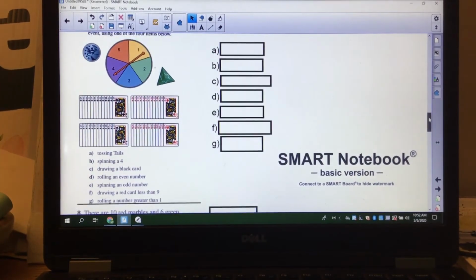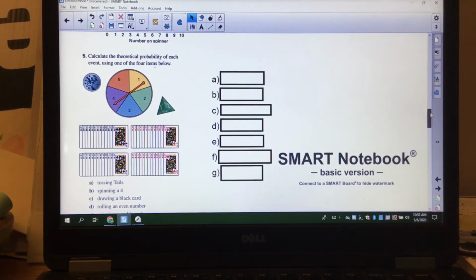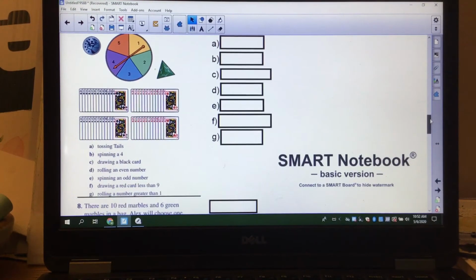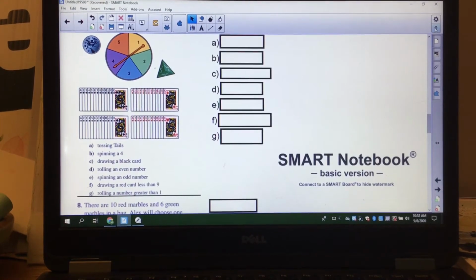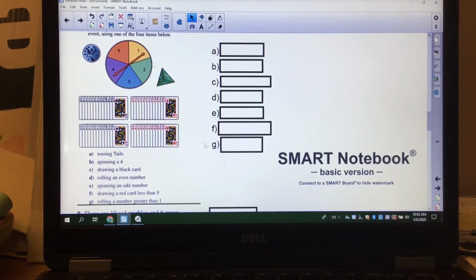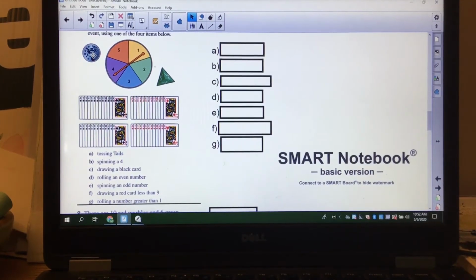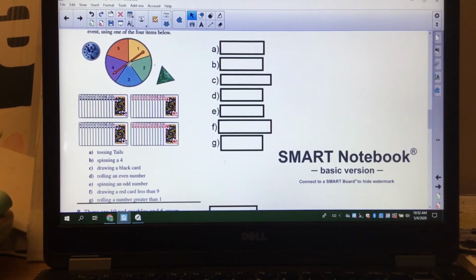Okay, look at this one. Calculate the theoretical probability of each event using one of the 4 items below. Okay, so look at the 4 items. We have a coin, so straight away you should think 1 out of 2. We got a spinner, you should think 1 out of 5.